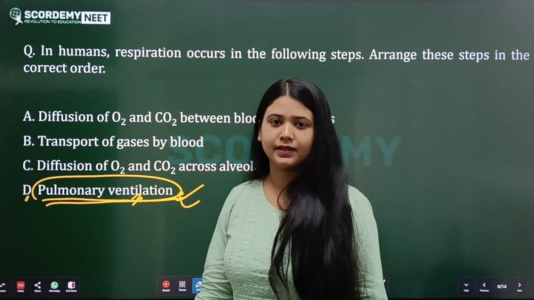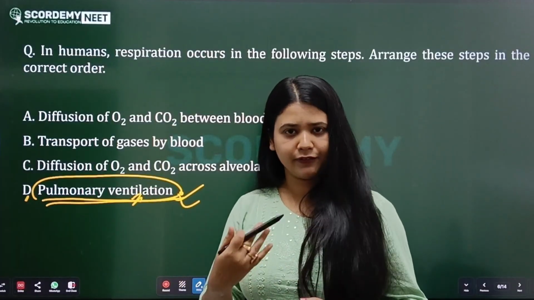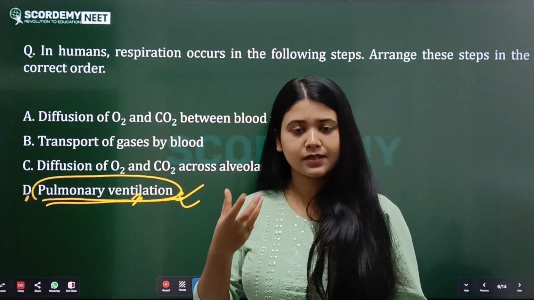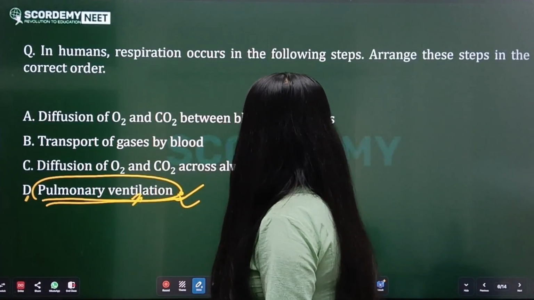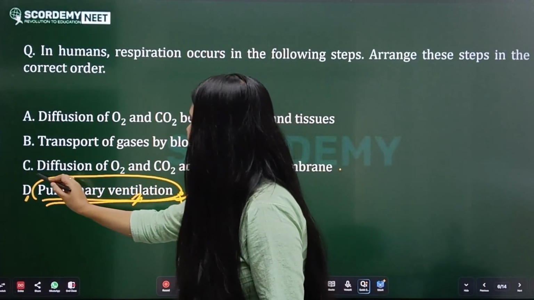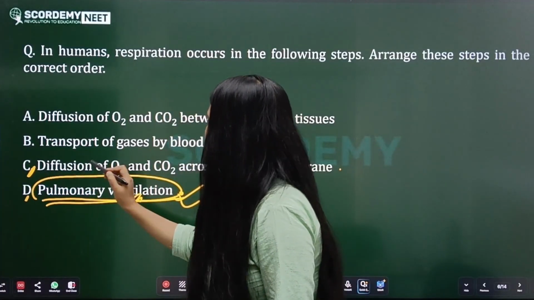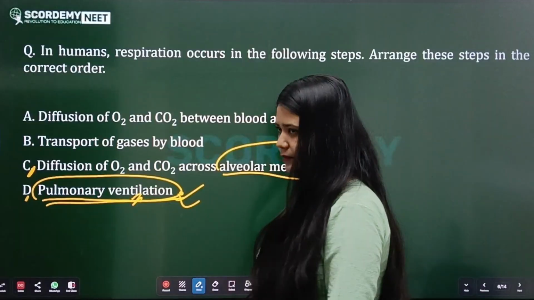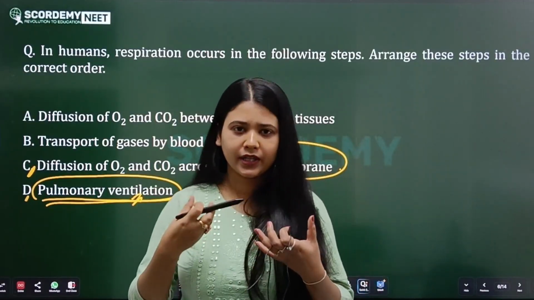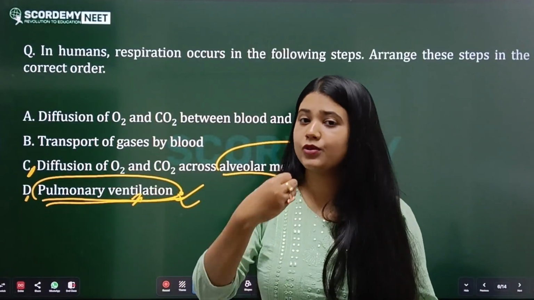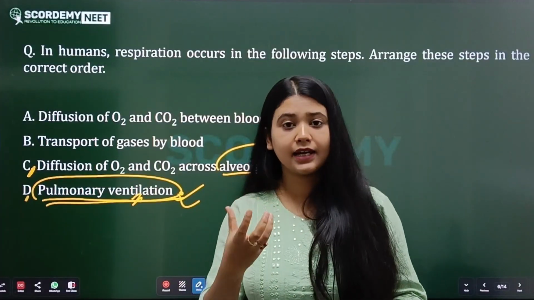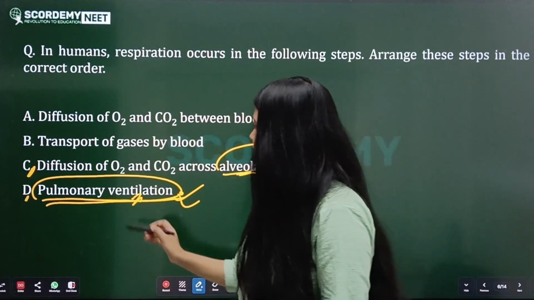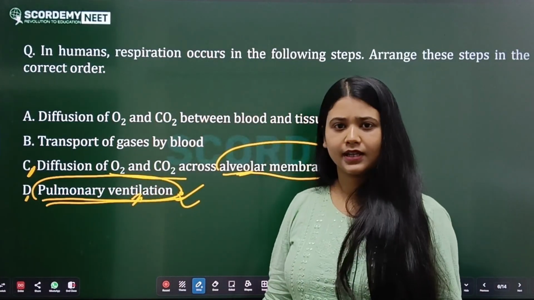Then after breathing, what happens? Our gases exchange in the alveoli, yes? In our lungs, we have alveoli, and the exchange of gases takes place in the alveoli. So second will be statement C, diffusion of oxygen and carbon dioxide across alveolar membrane. We breathe, we take in oxygen, oxygen goes into our lungs, and there we have the alveolar membrane, where the exchange of oxygen and carbon dioxide takes place, isn't it?